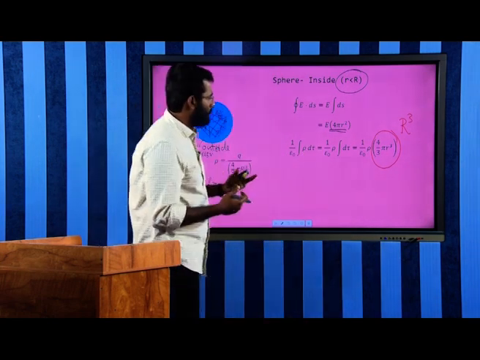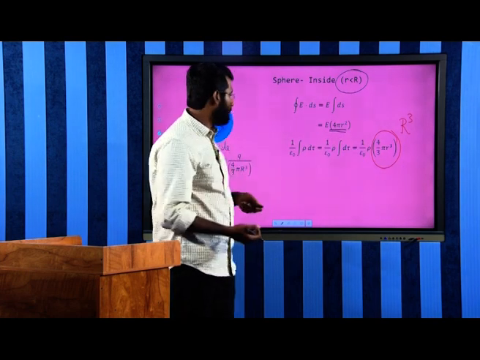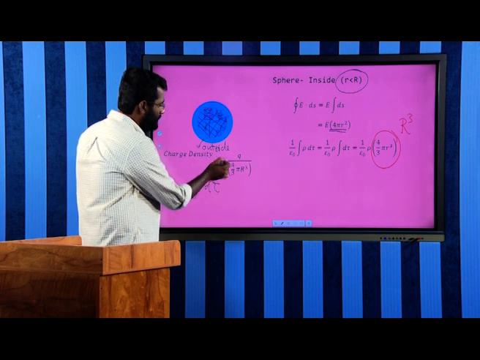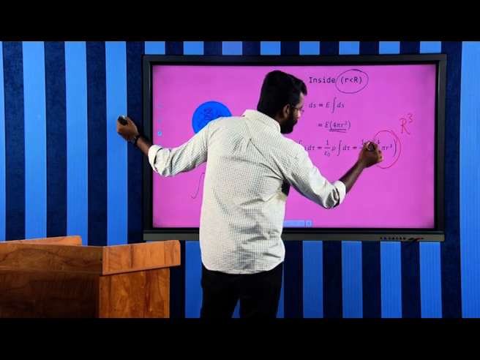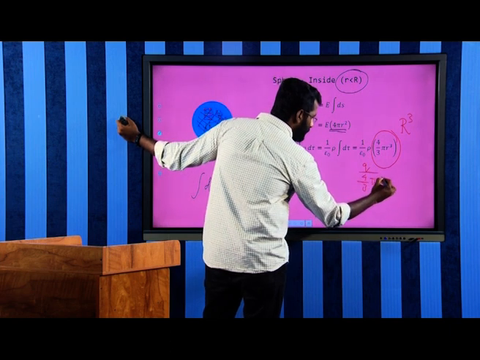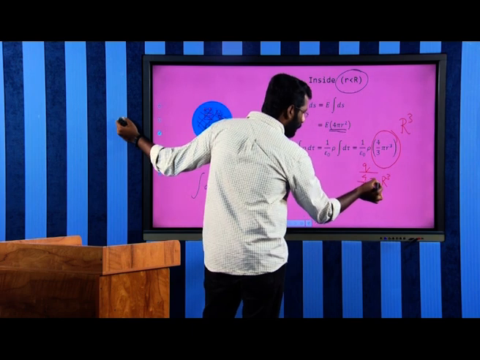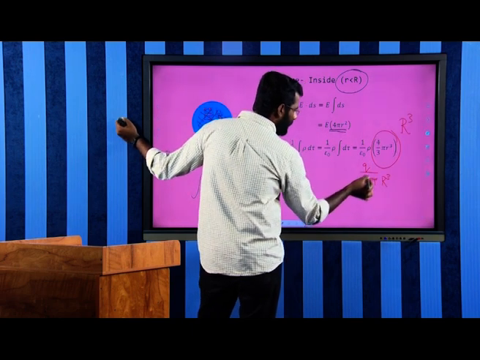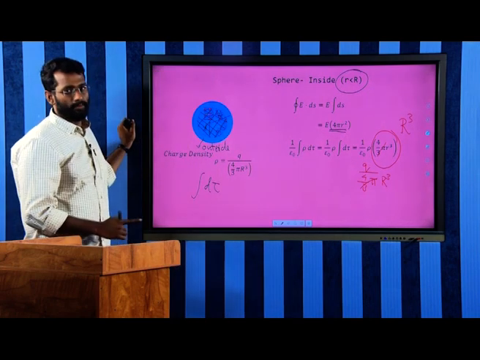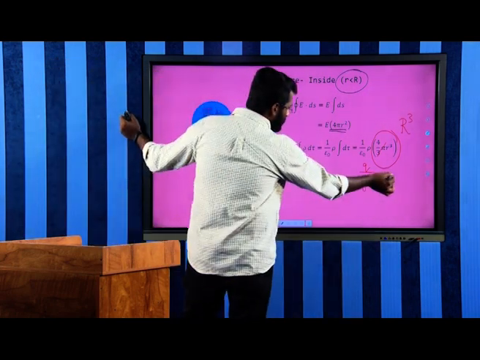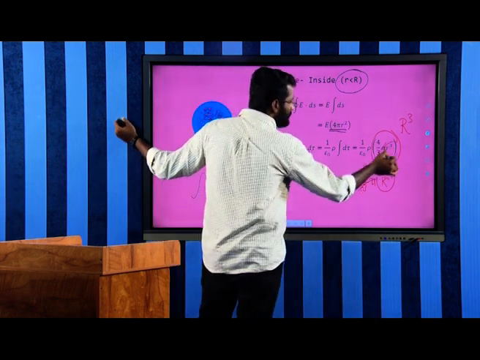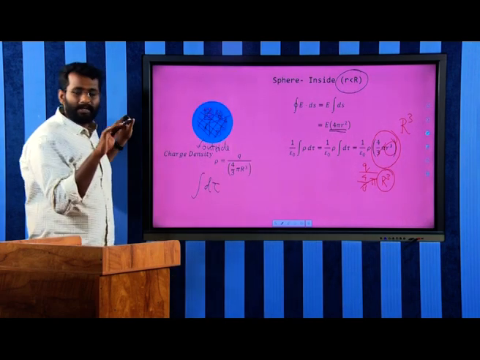Now we can do some modification by substituting the value of rho there. So when we substitute the value of rho, just note that rho is equal to q divided by 4 by 3 pi capital R cube. Here 4 by 3 pi and 4 by 3 pi get cancelled, but r cube by capital R cube will remain. Why? Because this is the radius of the larger sphere and this is the radius of the smaller sphere. So they do not cancel each other.